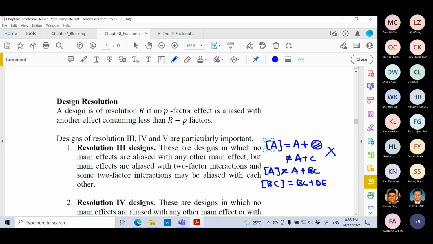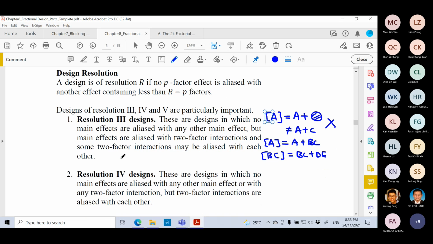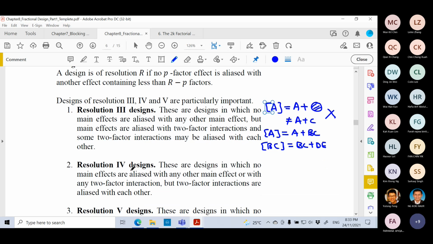Of course, you may also have higher order interactions, higher order factors. So this is called resolution number 3. The following one is resolution number 4. No main effect is aliased with any main effect or 2-factor interaction. So you will never have this case, and this case you never have either.